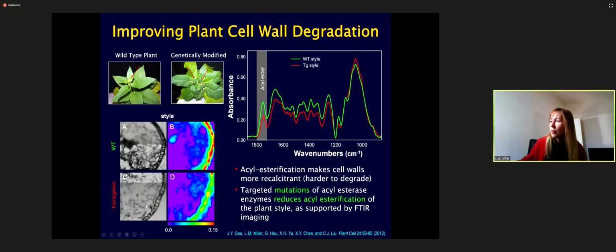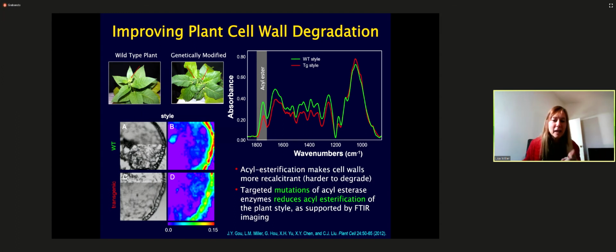This is just a visible light image of the wild type and the transgenic. Here's your cell wall, and this is the infrared image of the acyl group. In the wild type, you can see it's red. There's very high acyl group. In the transgenic, it's green. These are plotted on the same scale, and it's green, so you have a much lower acyl group. The infrared individual spectra show the same thing, that you're reducing the acyl group in the transgenic versus in the wild type. And this reduction was confirming to him that his acyl esterification was going down and improving the biofuel capability for the tobacco.